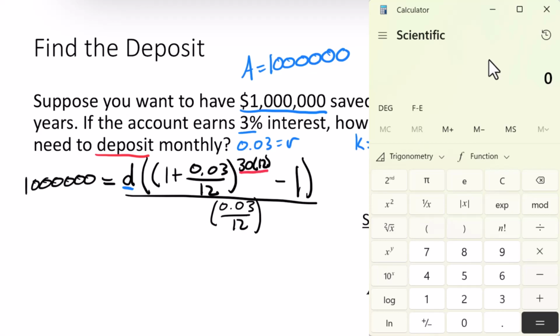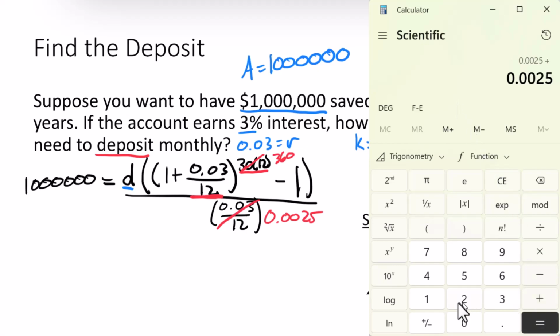I know that 30 times 12 equals 360. So I'm going to cross that out and write 360. And then I'm also going to calculate 0.03 divided by 12, and that equals 0.0025. So I do my little pre-calculations. And this decimal that I just calculated is also this fraction right here.